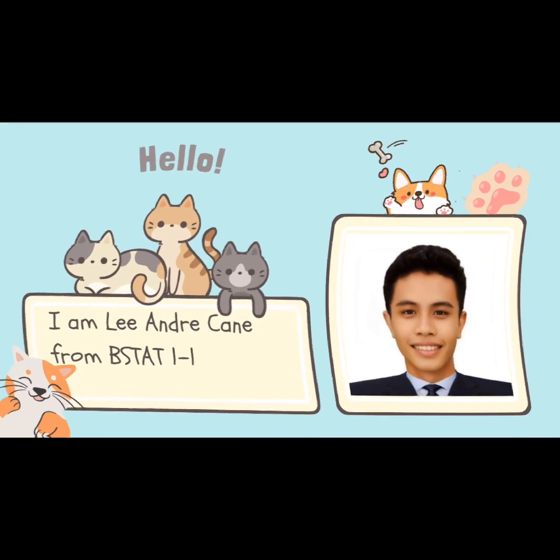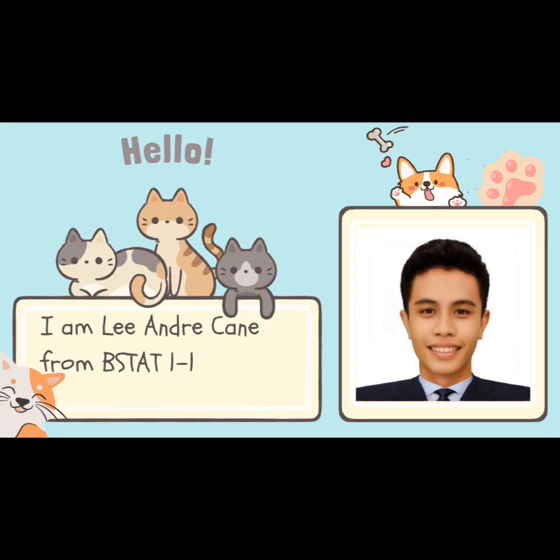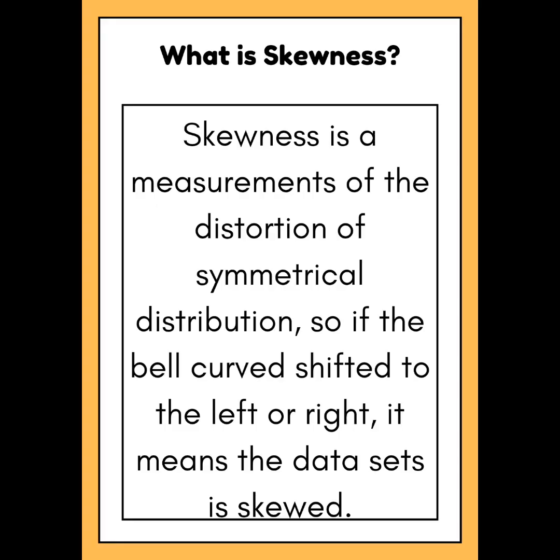My topic is skewness in relation to central tendency. Skewness is a measurement of the distortion of symmetrical distribution. If the bell curve shifts to the left or right, it means the data set is skewed. It also tells us the direction of outliers, and due to skewness, we must know the right measure of central tendency to use to determine the outliers.